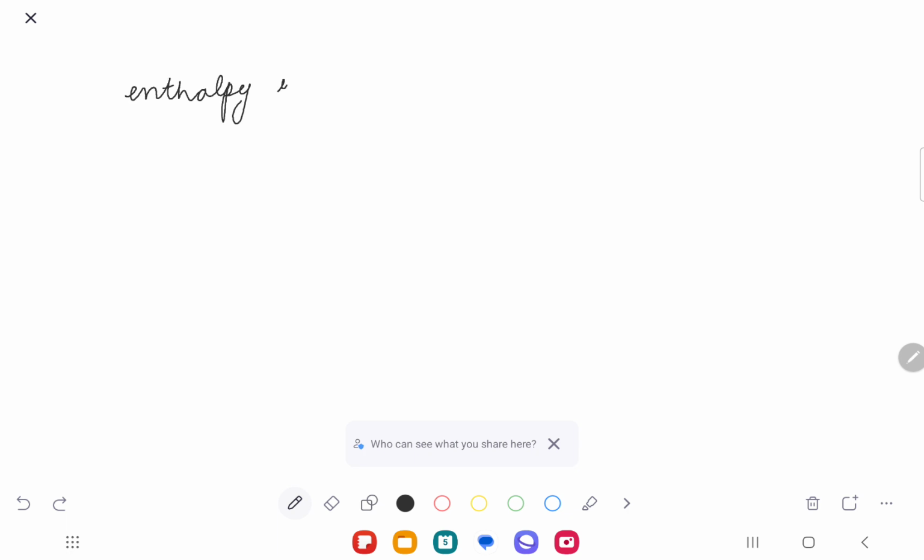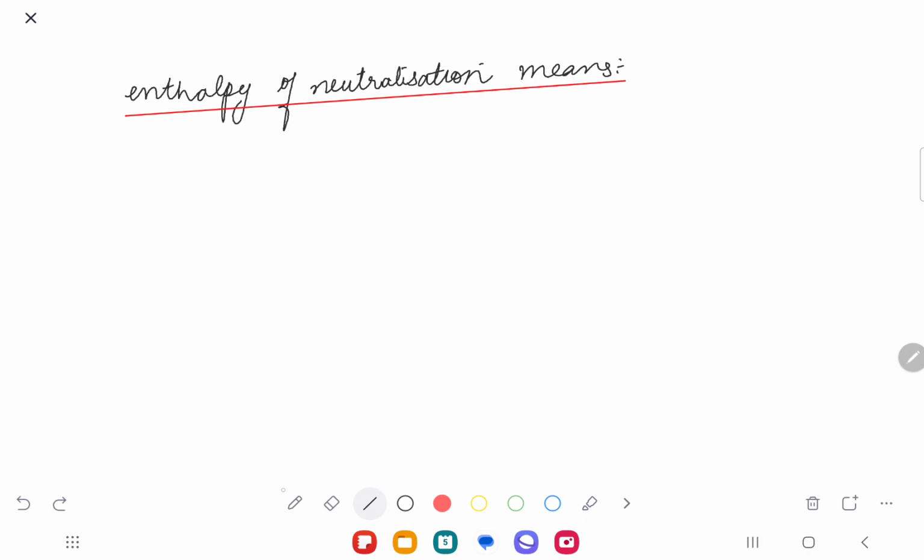We have the enthalpy of neutralization, right? So what does enthalpy of neutralization mean? What do you mean by neutralization? We already know that it is when acid combines with base to form salt and water. That's what we have been calling neutralization, right?